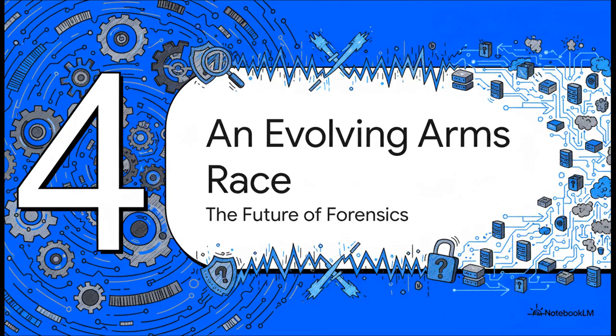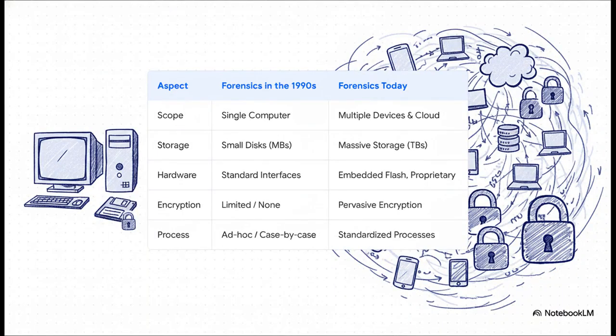So what you have is this constant back and forth, this technological arms race between the people trying to find the truth and the people trying to hide it. And believe me, the battlefield is getting way more complicated every single year. Just look at this comparison. It says it all. Back in the 90s, an investigator was probably looking at one computer with a hard drive measured in megabytes. Today, we're talking multiple devices, phones, tablets, laptops, all connected to terabytes of data in the cloud. And almost everything is encrypted by default. The scale is just staggering.